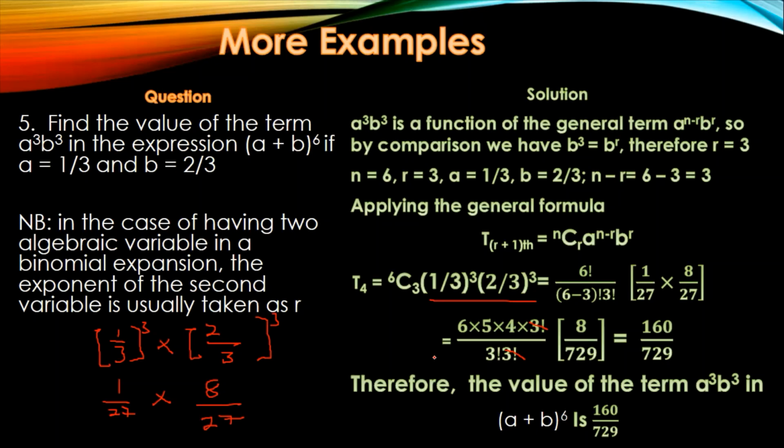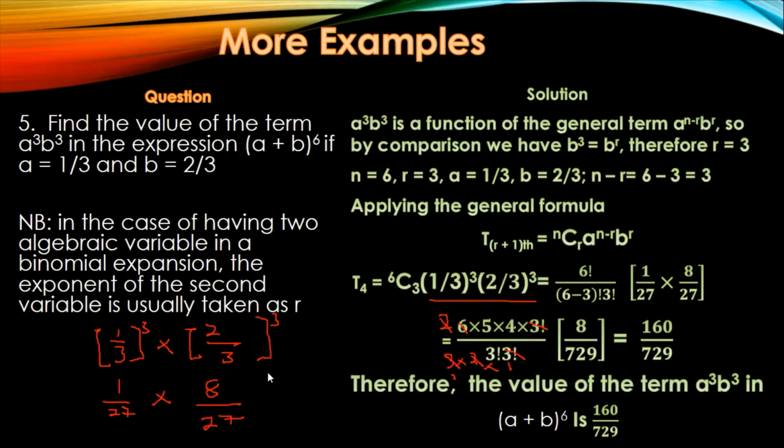Then this 3 factorial becomes 3 times 2 times 1. So this 3 here, 3 and 6 will give us 2. 2, we cancel this 2. What remains? 5 times 4. 5 times 4 will give us 20.